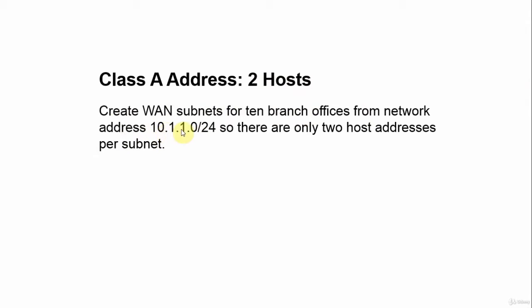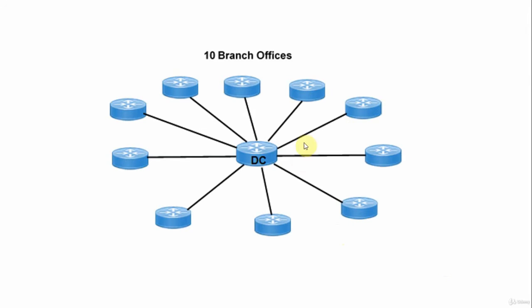10.1.1.0/0. So I'm going to start with a Class A address, and that's what that is. And I only want 2 host addresses because a WAN subnet has 2 routers, and each router has a WAN interface. So there's only 2 host addresses required per WAN subnet or WAN link. Here's an example. There's the data center, and I've got 10 branch offices, and each of these has a separate WAN link, therefore a separate WAN subnet. It's just another broadcast domain, and that's currently the topology, hub and spoke.